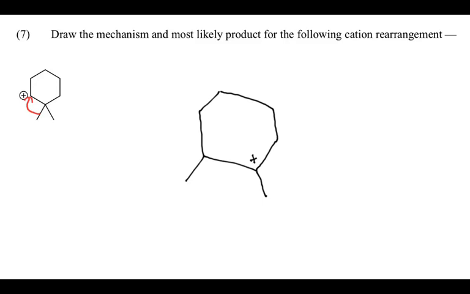That's good. Any questions? Why does it form at this carbon? Because it goes from secondary to tertiary, right? And the tertiary is more stable. Okay?